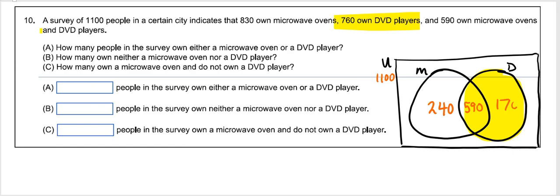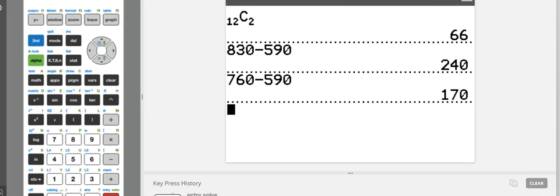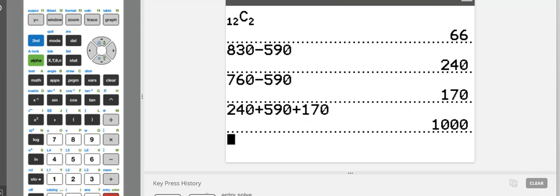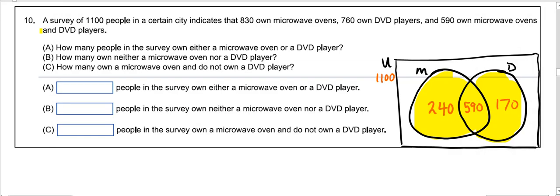So 170 will go out here. All right, how many have we accounted for? What's this number in here and in here? 240 plus 590 plus 170 gives me 1,000. And there were how many in the survey? 1,100. So that means there are 100 people not in the yellow.